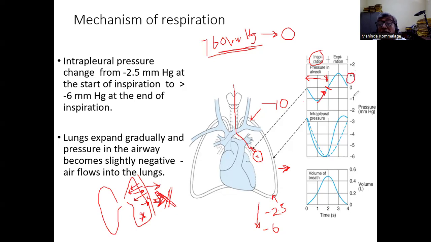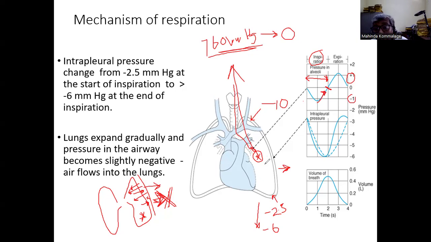Here it's -1 to +1, a mean pressure gradient from inside this alveoli to outside. So air will flow, right? So that is what happened with the expiration, right? So inspiration: expand, alveolar pressure reduce, interpleural pressure decrease, get less negative.